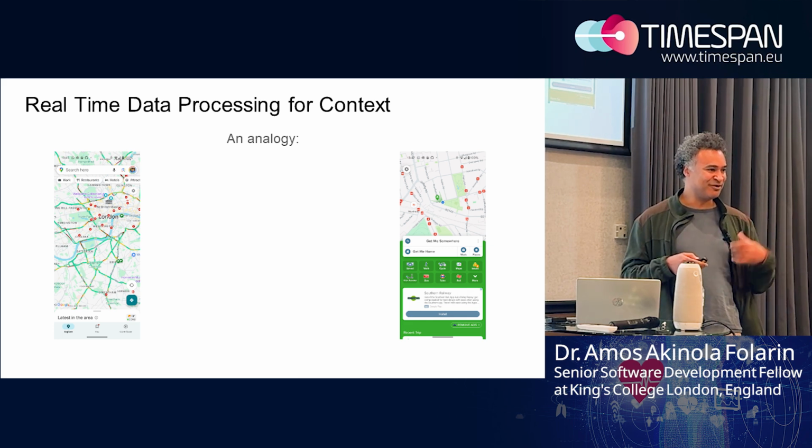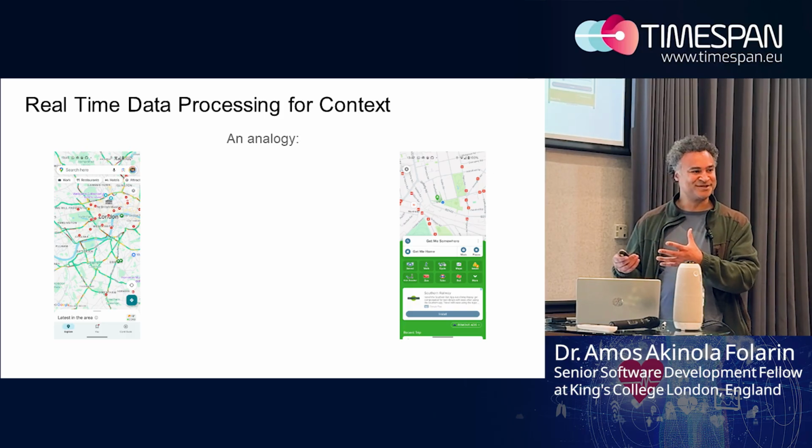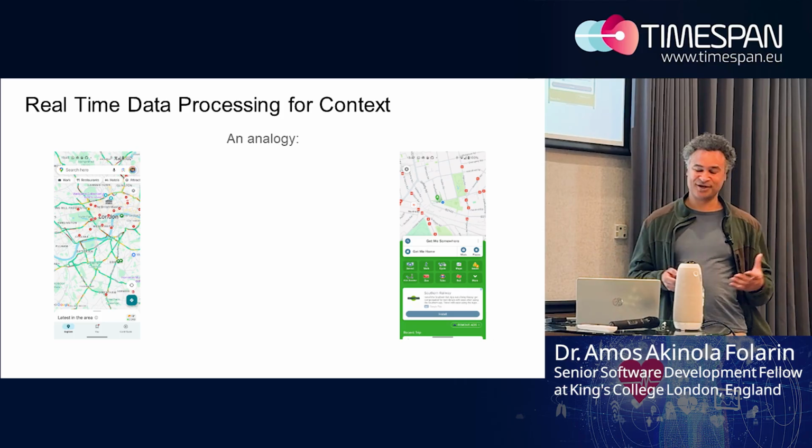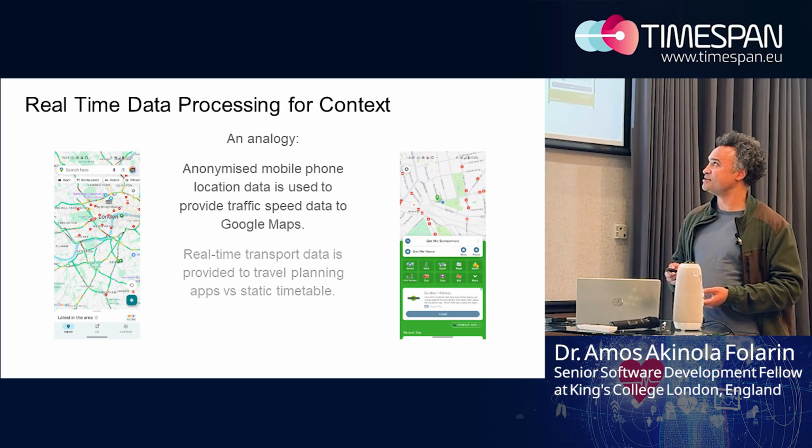So if you're driving along with a mobile phone in your car, that data is being collected by Google, anonymized, and then used to determine traffic density. So it's one example where that real-time information is being used from these devices.